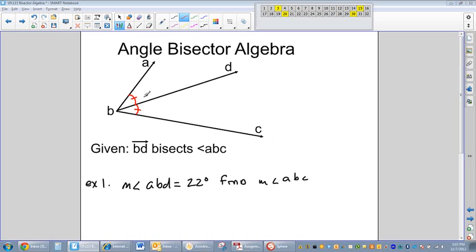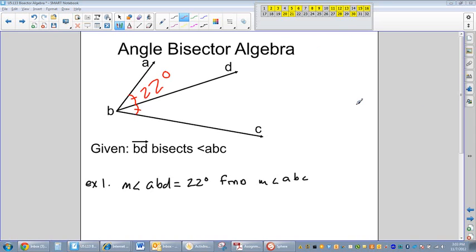The measure of this angle right here is 22 degrees. I don't know what the measure is of the big angle. It is being bisected. They are congruent. Let's say if you know this, it shouldn't take you more than 10 seconds to click your answer in.